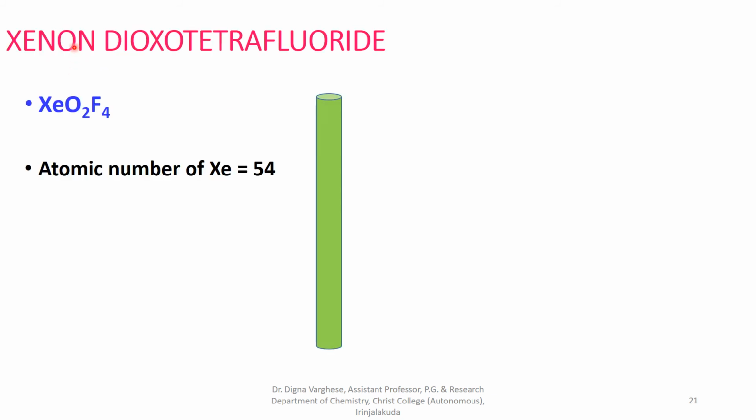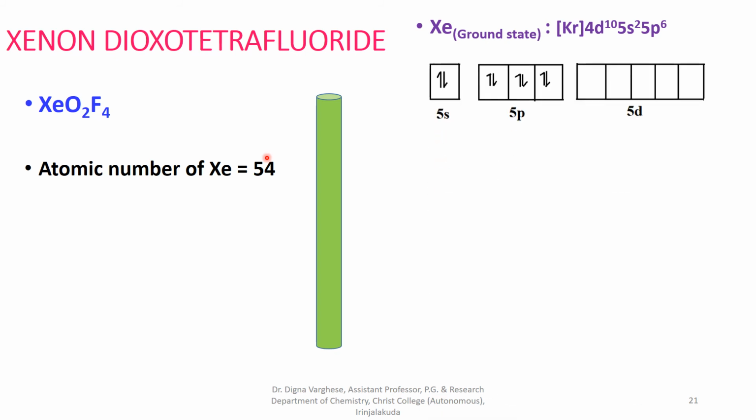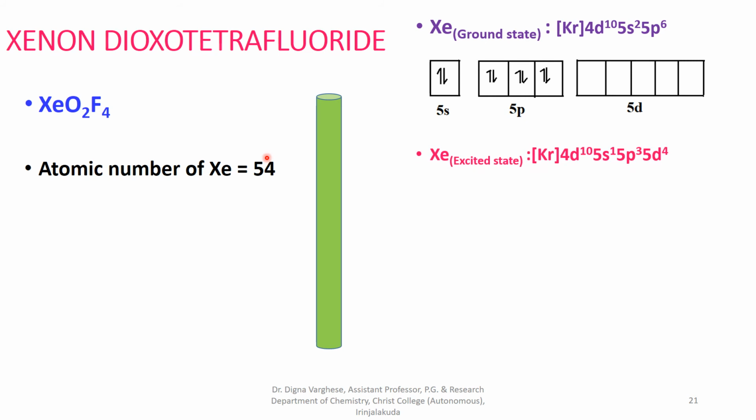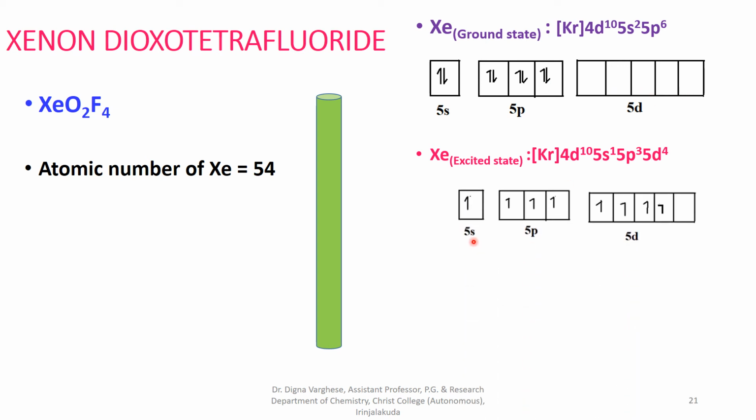Xenon dioxo tetrafluoride. Molecular formula is XeO2F4. Central element is xenon. Atomic number of xenon is 54. Ground state electronic configuration is krypton 4d10 5s2 5p6, and the excited state, after promotion of an electron from s orbital and p orbitals to empty d orbitals. The outer electronic configuration after excitation is 5s1 5p3 and 5d4.